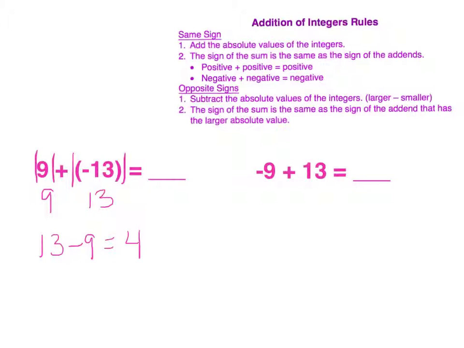Now we have to figure out the sign. The sign of the sum is the same as the sign of the addend that has the larger absolute value. So 13 is bigger than 9, and 13 had a negative sign. So our answer has to have a negative sign. So 9 plus negative 13 is equal to negative 4.